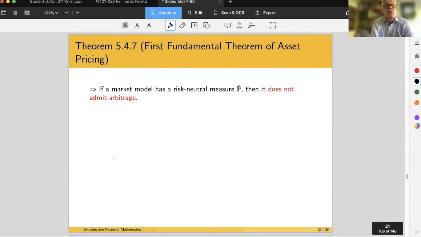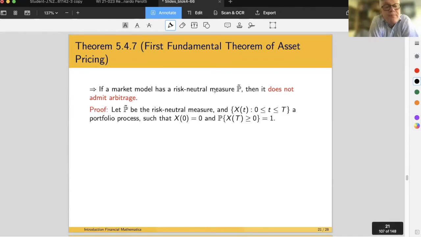And with that arbitrage opportunity, we reach theorem 5.4.7, which is the first fundamental theorem of asset pricing. And that first fundamental theorem says the following: if a market model has a risk-neutral measure, P tilde, then it does not admit arbitrage. So if we are in a risk-neutral world, then there are no arbitrage opportunities. That is a very important statement, of course, because it means we are in a market where there's a fair price model.